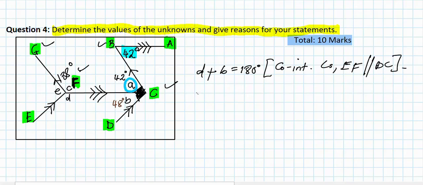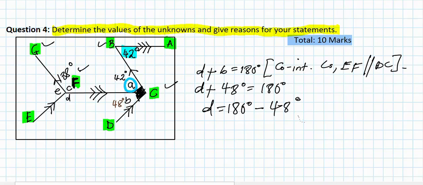And then we don't have D. That's what we are looking for. And then we have angle B. Angle B is how much? 48 degrees. All that is equal to 180 degrees. And then you have angle D equals 180 degrees, the additive inverse by transposing, minus 48 degrees.